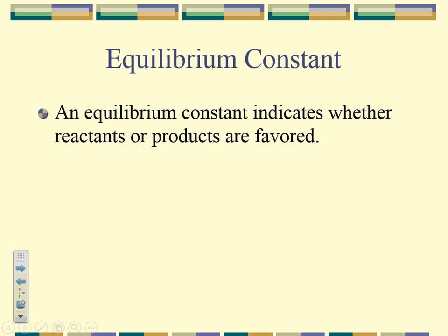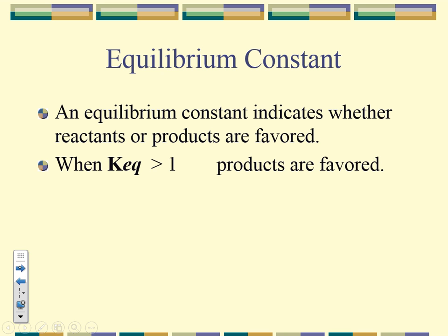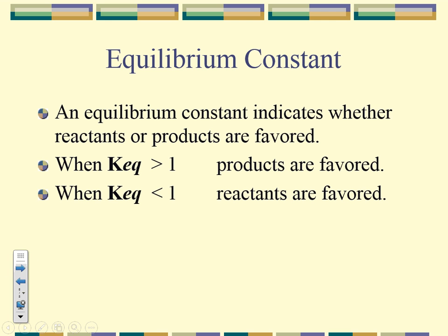With equilibrium constants, the whole purpose of solving for these is that it tells you whether the reaction is going to favor the products over the reactants and which way it's going to tend to flow. So if KEQ is greater than 1, we're going to be favoring our products, whereas if it is less than 1, the reactants are going to be the ones that are favored.